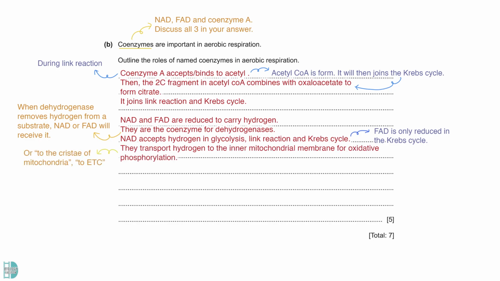Reduced NAD and FAD transport the hydrogen they accept to the inner membrane of mitochondria for oxidative phosphorylation to take place. You can also say that they transport hydrogen to the ETC or the cristae of the mitochondria.